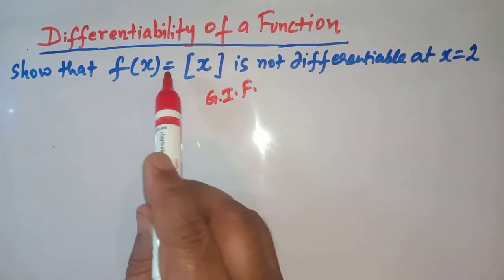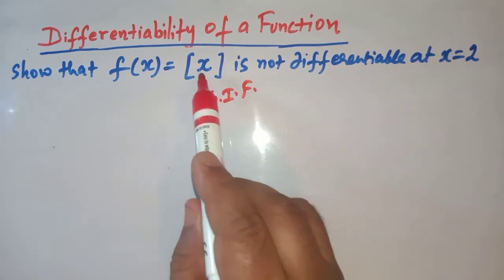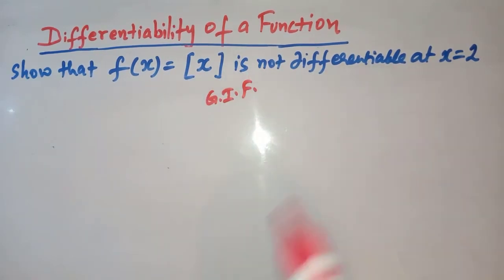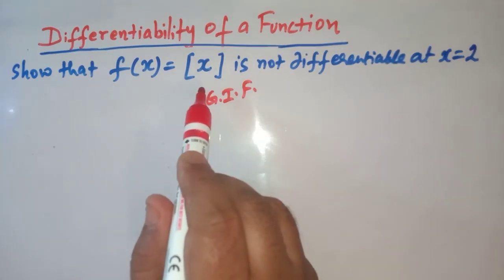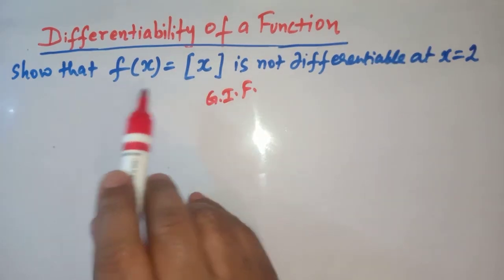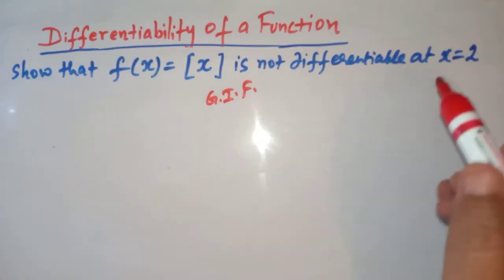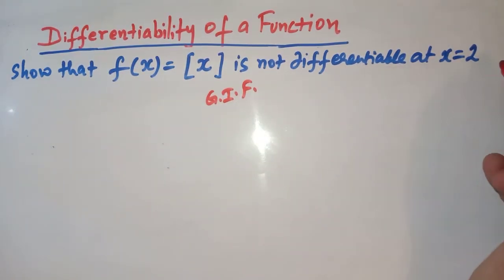Show that f(x) equal to the greatest integer function x is not differentiable at x equals 2. Clear? So viewers, we know that the greatest integer function is not a continuous function. Now we have to prove that it is not differentiable at this point x equals 2. So what we will do, the process is same.